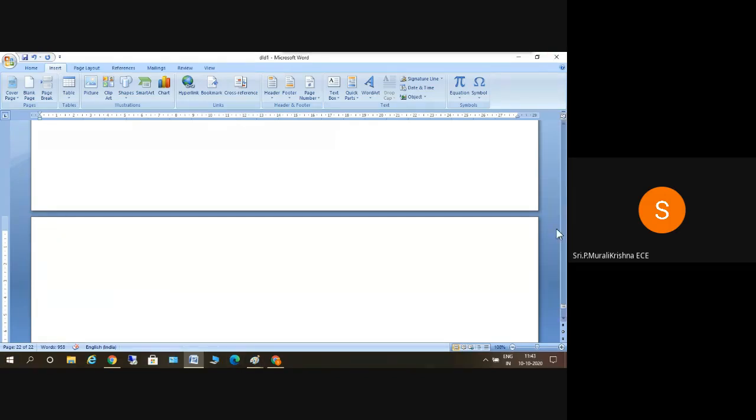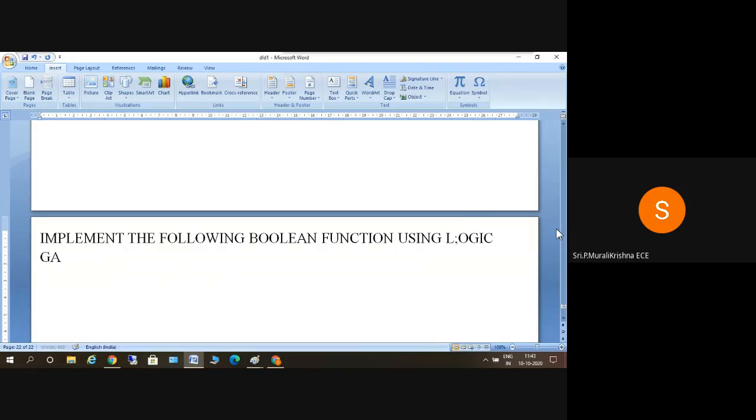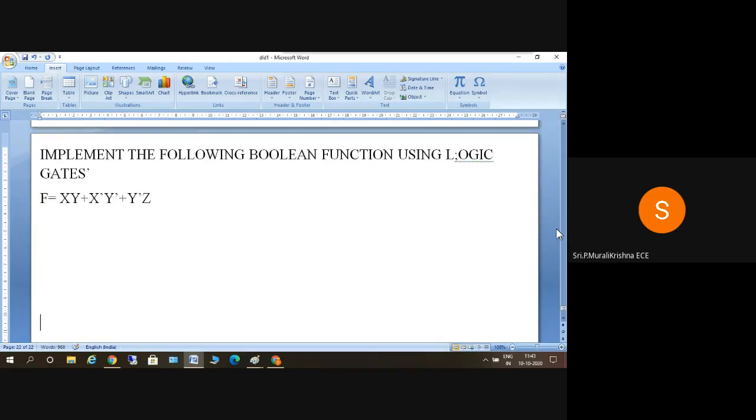So next model problem. Implement the following Boolean function using logic gates. So f is equal to xy plus x bar y bar plus y bar z. Okay, so we have to draw the logic diagram for this.